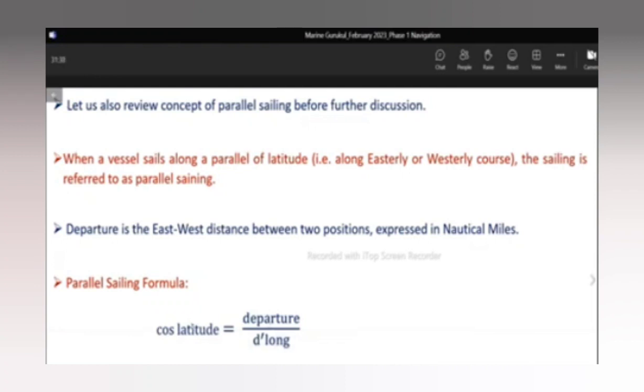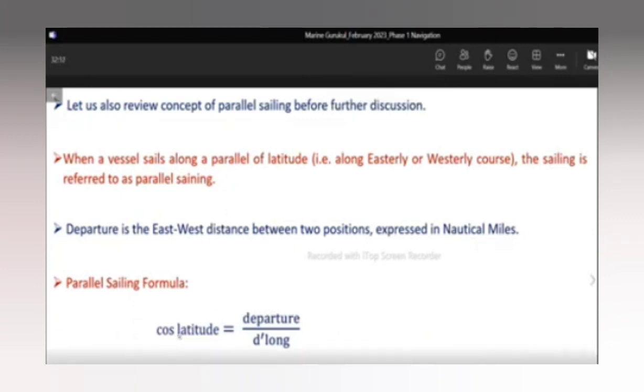So is this cos latitude or cos mean latitude? Beta, if you are doing parallel sailing, latitude and mean latitude both will be same. When we are doing plain sailing, then it is mean latitude. Okay, understood. Sir, departure means the distance between initial and final position, right? That is right, beta. When you are doing parallel sailing, departure is the actual distance covered.